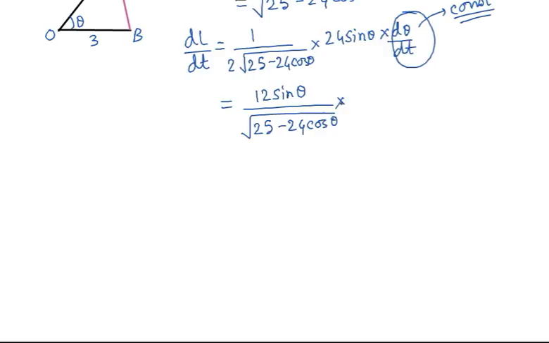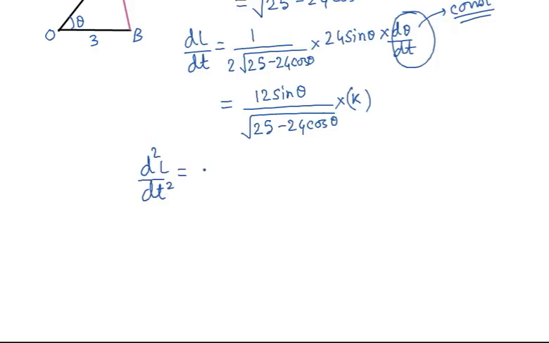So dL/dt is nothing but 12 sin theta into some constant k divided by root 25 minus 24 cos theta. Now we need to find out when this dL/dt is most rapidly increasing, that is, dL/dt is attaining its maximum value. So dL/dt will achieve its maximum value when d2L/dt2 must be equal to 0.